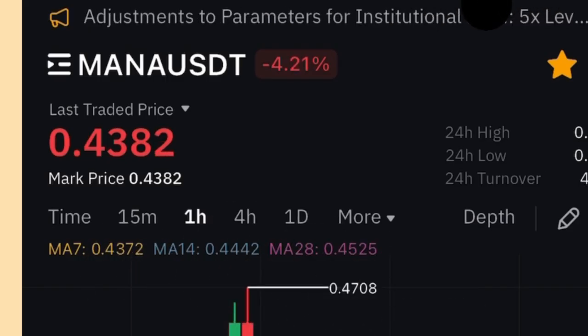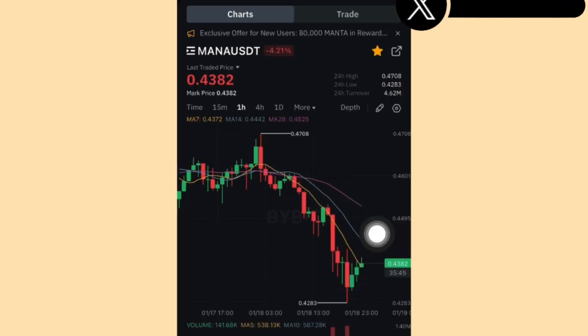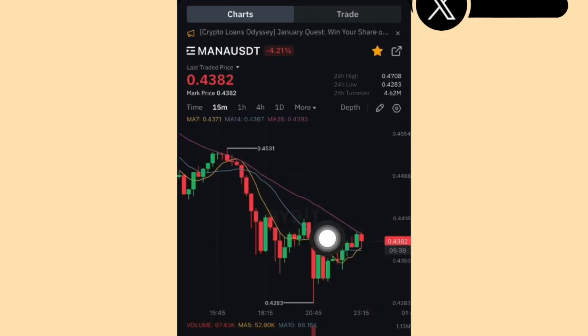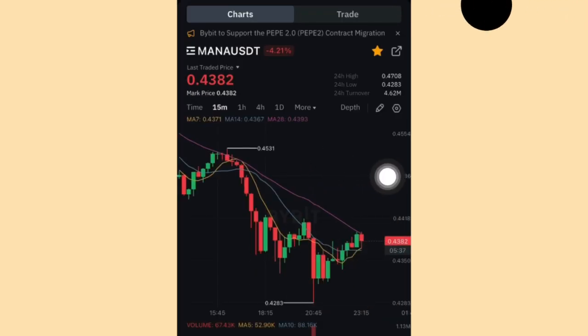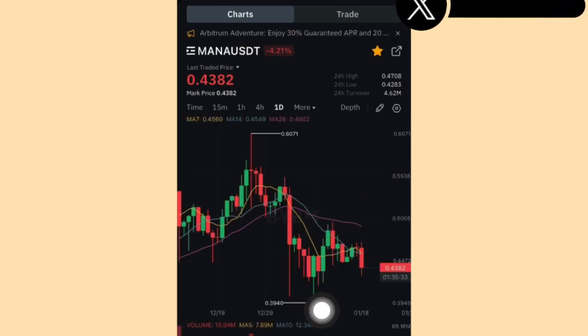So looking at this candlestick right here, it is running on a 1 hour analytics. And if you make it 15 minutes, you're going to see this is a 15 minute candlestick going through. And if you click on 1 day, you're going to see that this is the 1 day chart of this MANA USDT.